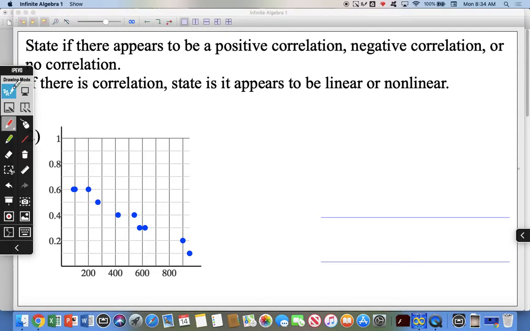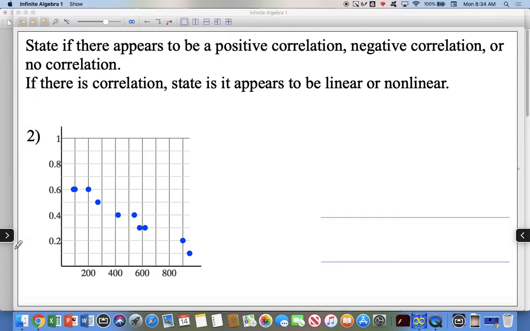All right, what would you guys say here? Negative. It's linear. I would go with negative and linear, because it's going downhill. Whenever you see positive things, you're going to see the points going upwards. If it's negative, they'll start at a higher point and work their way down.